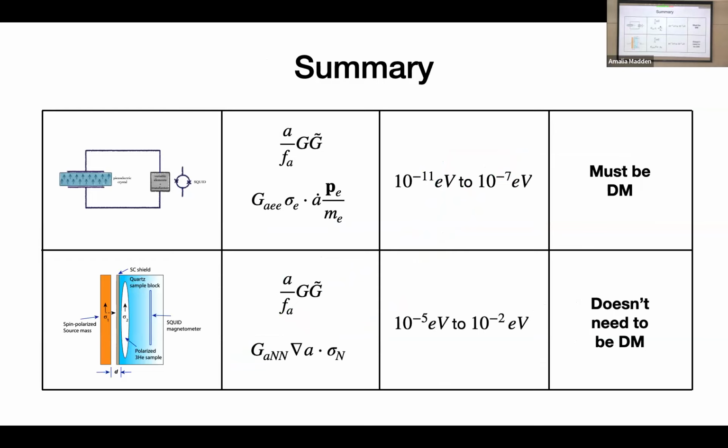This experiment has sensitivity to masses between 10 to the minus 11 to 10 to the minus 7 electron volts, here 10 to the minus 5 to 10 to the minus 2. Here we said that the axion has to be the dark matter, whereas for this experiment, it doesn't need to be the dark matter. We're sourcing the axions off shell.